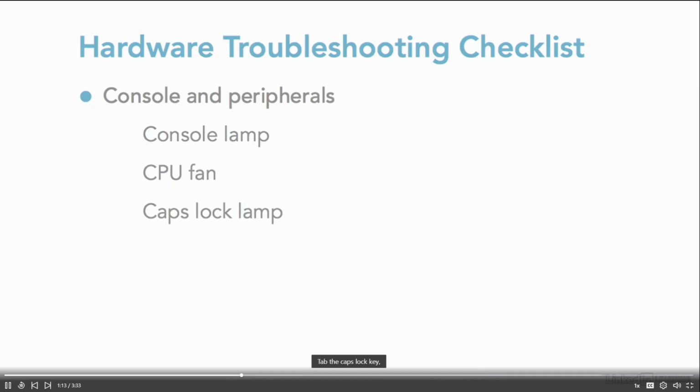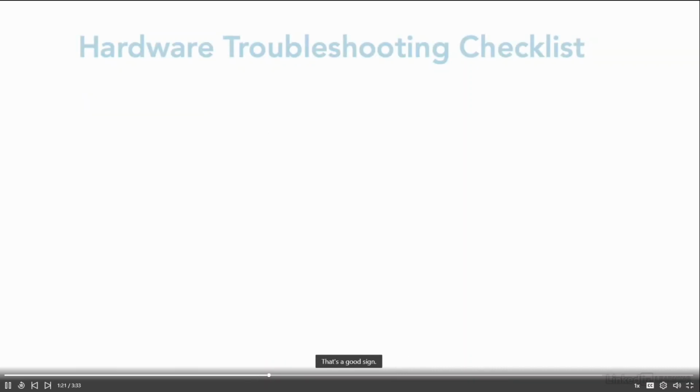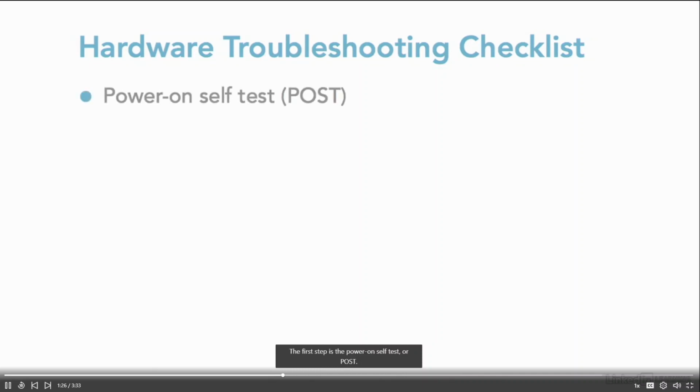Tap the caps lock key. Does the caps lock lamp illuminate on the keyboard? If so, the keyboard is getting power. That's a good sign. When the system has power, it begins its power on sequence. The first step is the power on self-test, or POST.